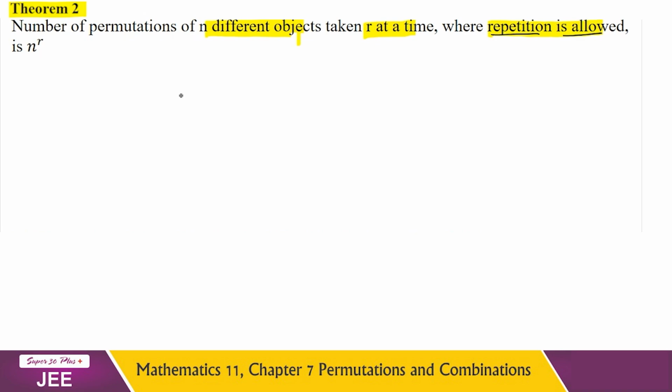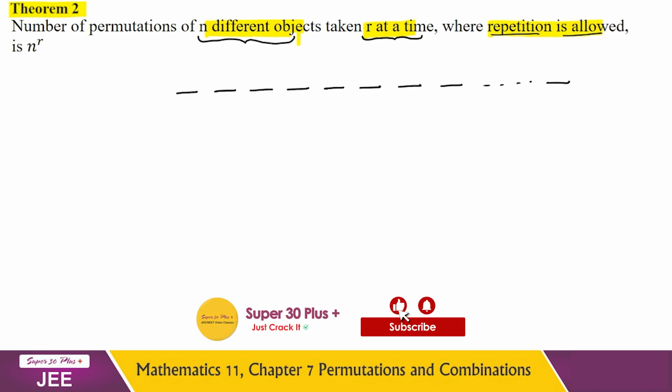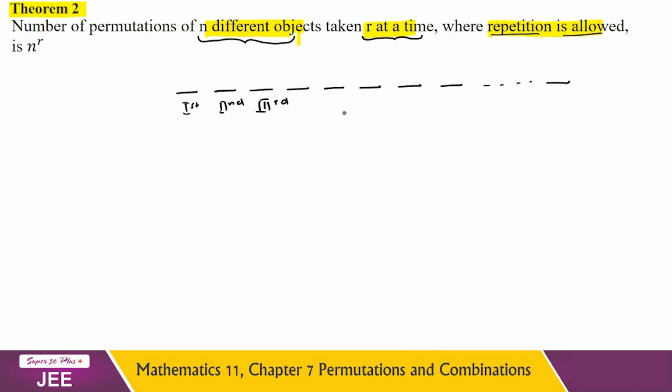Let me tell you. First of all, you are going to mark how many places? r places, because we are taking r at a time out of n different objects. Alright, so I have marked r places. This is first place, this is second place, this is third place, and so on. This is rth place. Alright, so first place can be occupied by how many objects? In how many ways can I fill up this place?